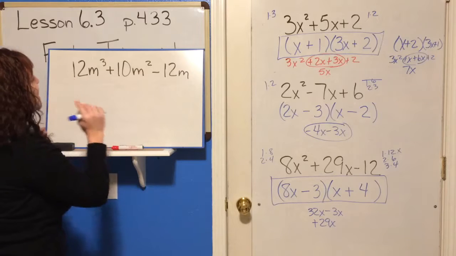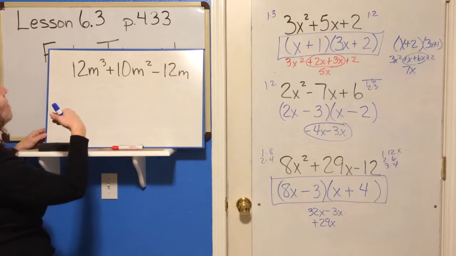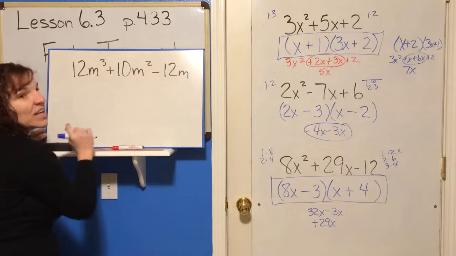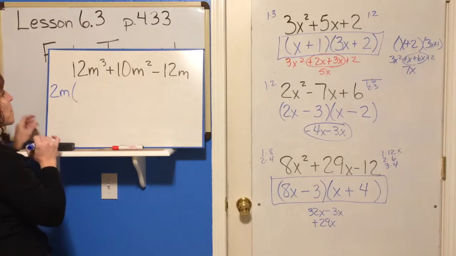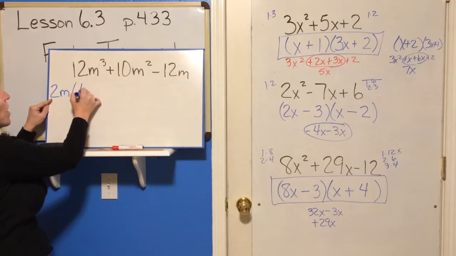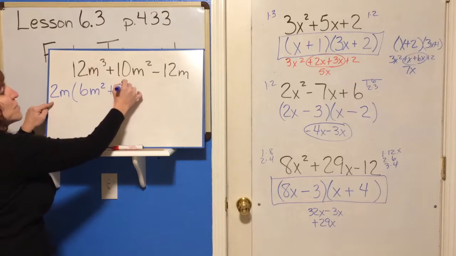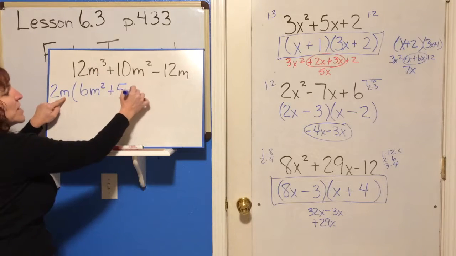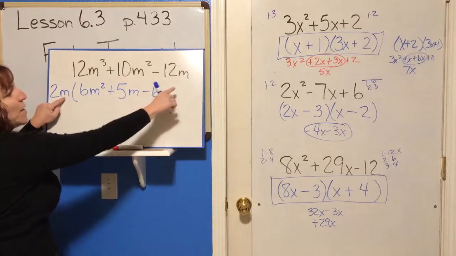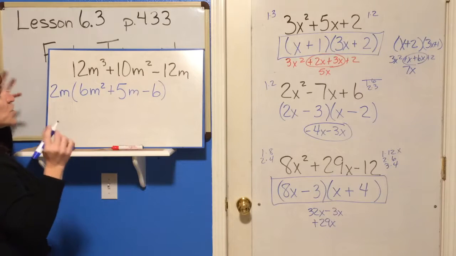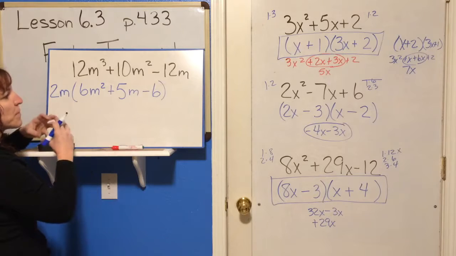All right, so in this case, we've got 12 and 10 and 10. Oh, they're all even, so 2 will come out of all of those, and you've got an m in every single one. So let's pull out a 2m and see what's left. So 2 times 6 is 12, m times m squared gives you m cubed, plus 2 times 5 is 10, and m times another m is m squared. Signs stay the same, 2 times 6, and m is already taken out. So now this trinomial is much simpler now for us to factor.